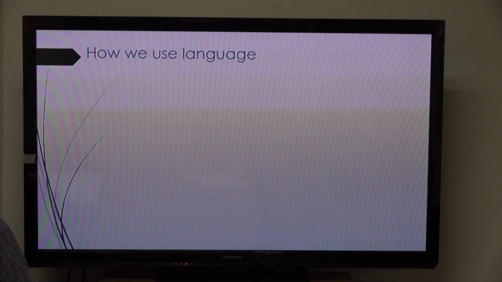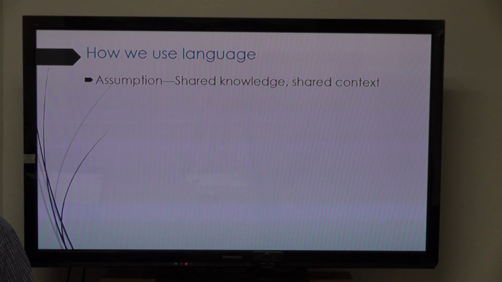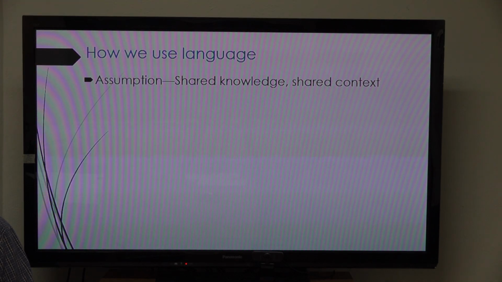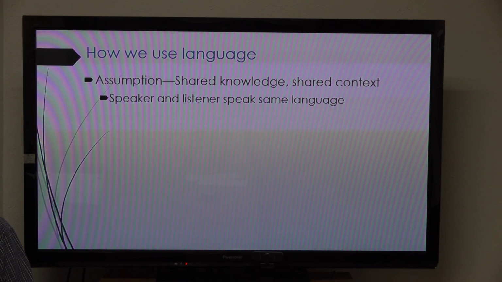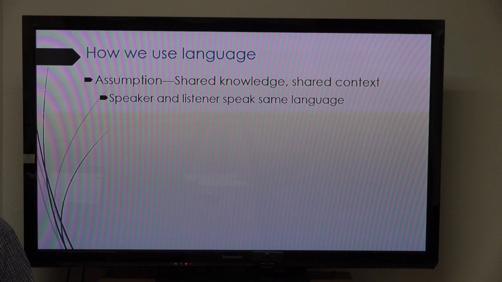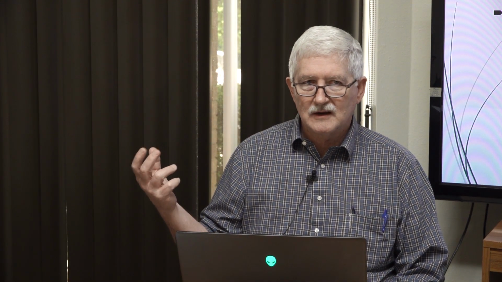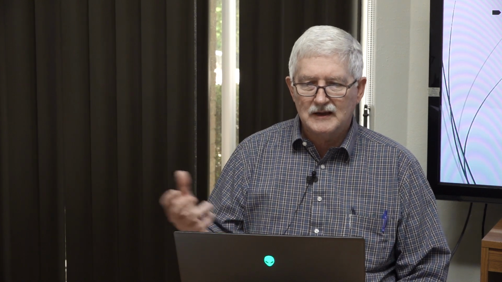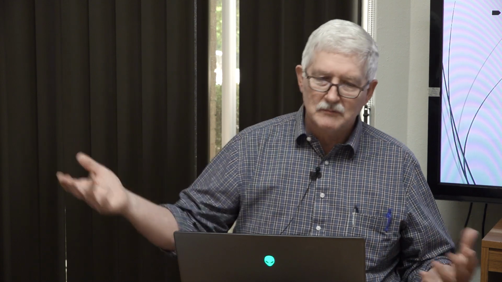Okay. It's based on some assumptions. One assumption is that there's shared knowledge between the speaker and the listener, between the reader and the writer. We assume that they speak the same language. So we assume that when Paul was speaking in Greek, his people spoke Greek. We're assuming that when David, or one of the Old Testament writers, communicated in Hebrew, the people receiving that spoke Hebrew.